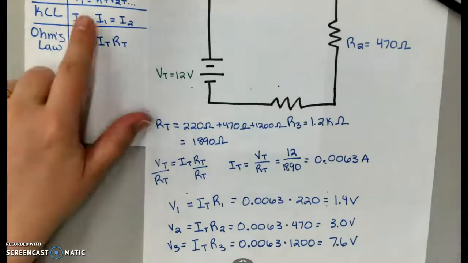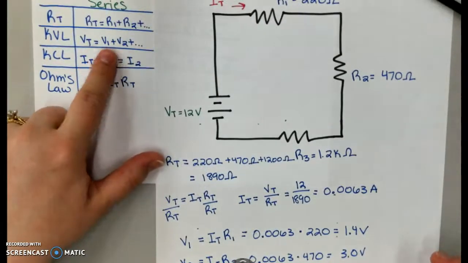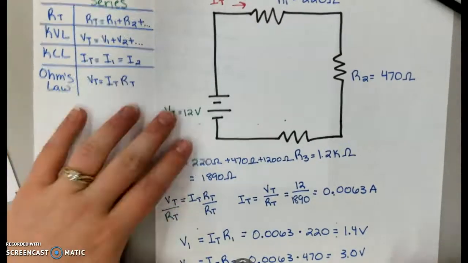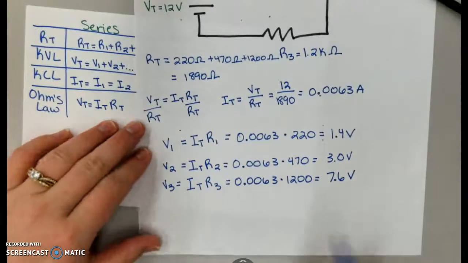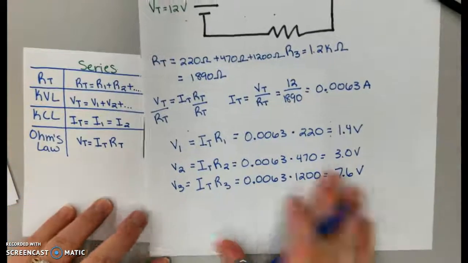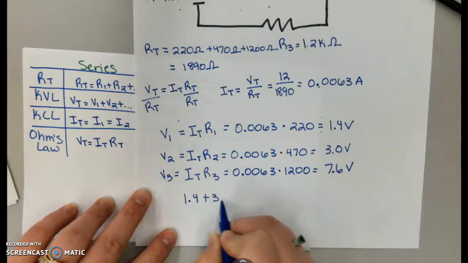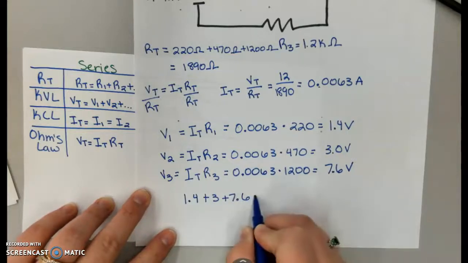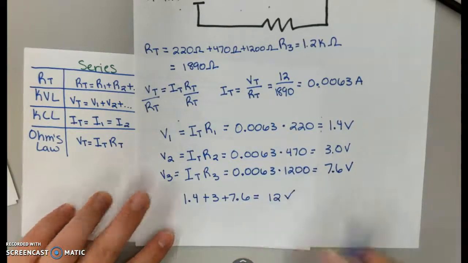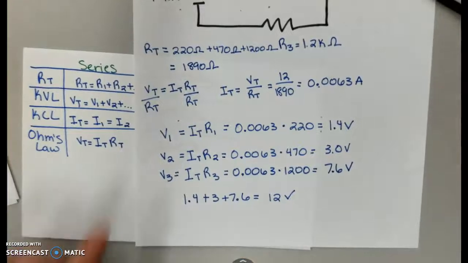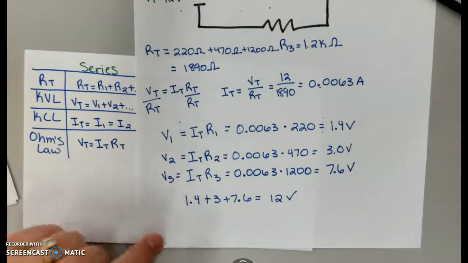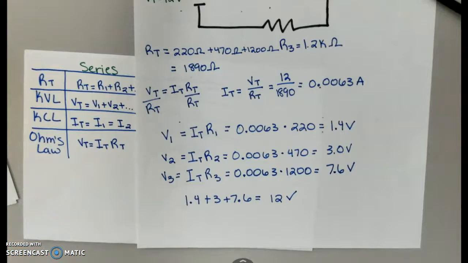And remember, the sum of all of those voltages should equal my total. And I know my total is 12, so let's verify that together. So 1.4 plus 3.0 plus 7.6 equals 12. So the sum of V1, 2, and 3 does equal my total voltage. And that completes our calculations for this first circuit. And we are going to move on to another one.